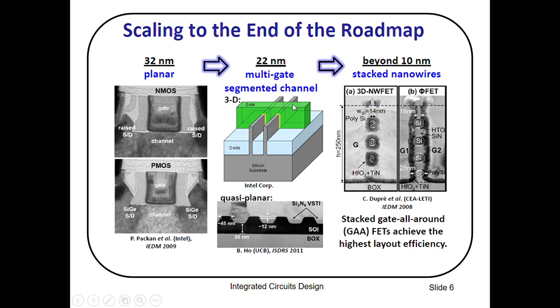Based on this technology, integrated circuits or chips are already available in the market. But beyond 10 nanometer, we need a new kind of transistor structure, especially around 5 nanometer or maybe lower. Here the best candidate is the stacked gate-all-around FET. Here you can see this 3D nanowire FET.